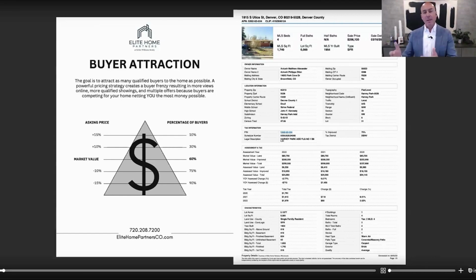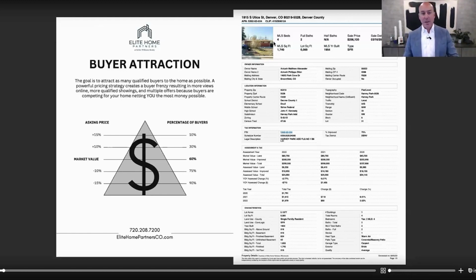So as we start to go through these comparables, I want to make sure you're very clear that the whole point of pricing is to get buyers into the home so you can say no to any offers instead of not receiving any offers at all. Now that we understand that, let's go into your property.